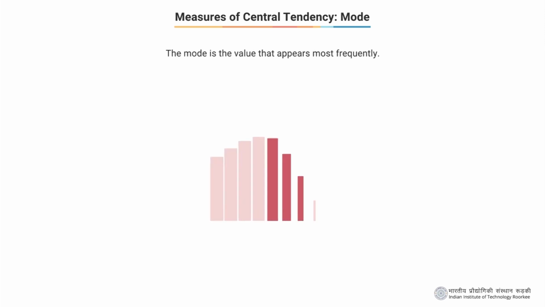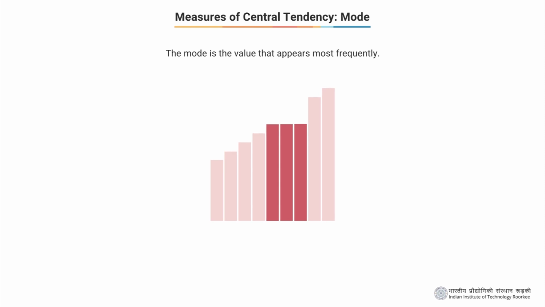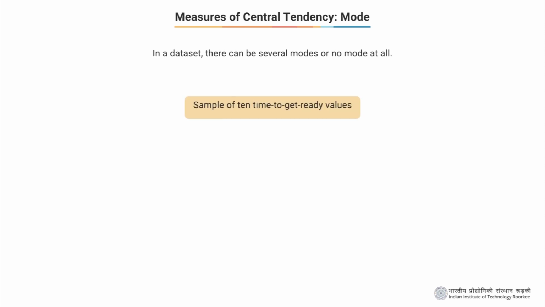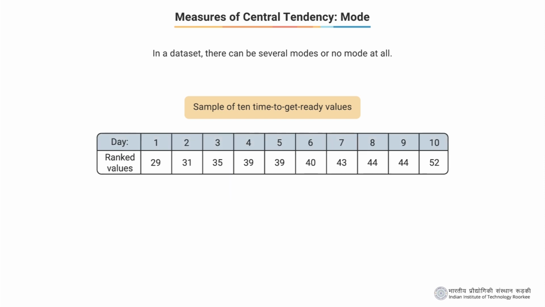Our next measure of central tendency is mode. Mode is the value that appears most frequently. Like the median, and unlike the mean, extreme values do not affect the mode. For a particular variable, there can be several modes or no mode at all. For example, consider again the values of time to get ready. Those 10 values to get ready in the morning are shown in the table provided here. These values are ranked according to their magnitude. Notice that there are two modes, that is 39 and 44, because each of these values occurs twice in the data.